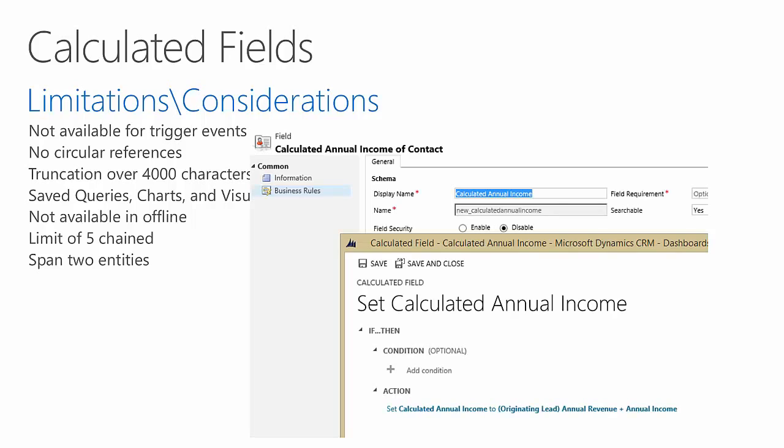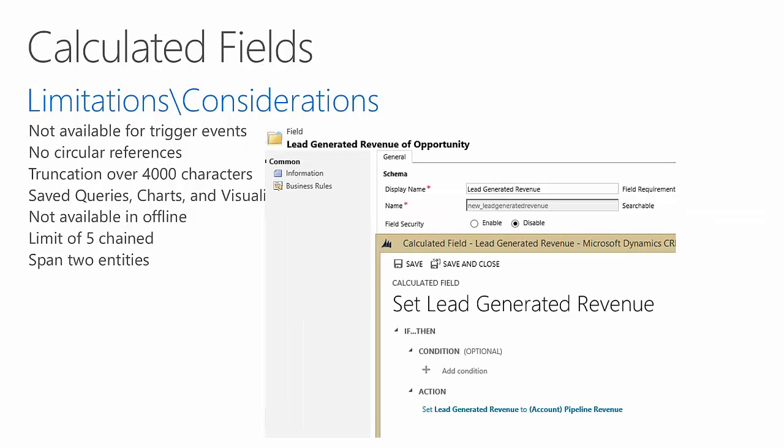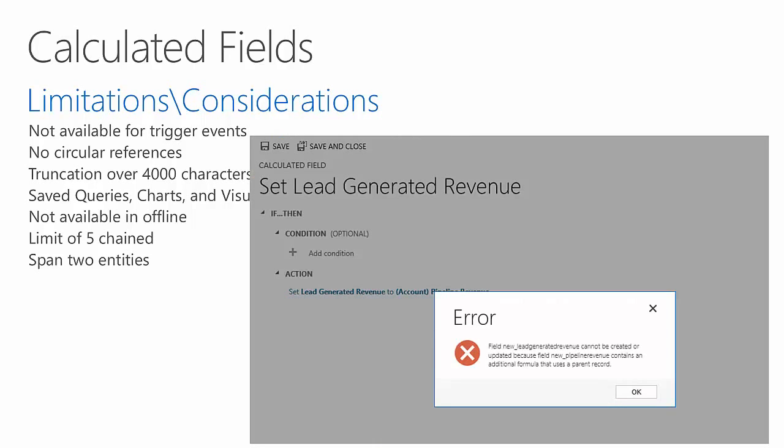So in this example, we have a contact calculated field retrieving the originating lead lookup. Then we have the account calculated field retrieving from the primary contact lookup for that calculated field on the contact. Finally, we have the opportunity trying to set the calculated field to the calculated field of the account, which then results in the error message.